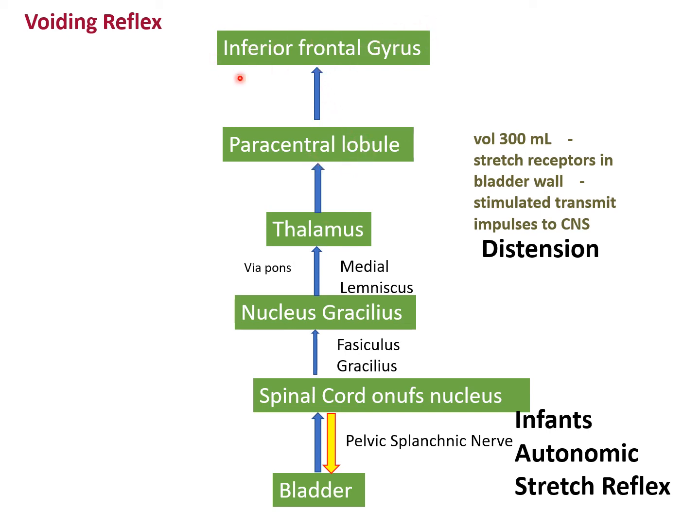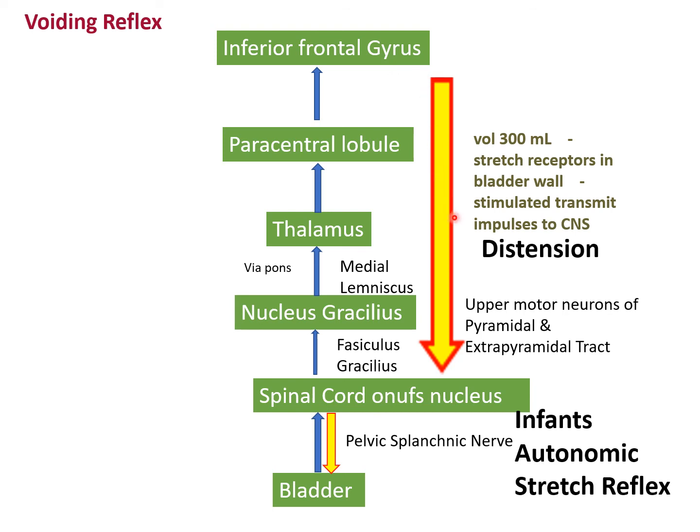When the time is right, when the correct place is there, then the inferior frontal gyrus sends the information via the upper motor neurons of the pyramidal and extrapyramidal tract to the spinal cord, and via the pelvic splanchnic nerves and the pudendal nerve, the bladder, that is the detrusor, contracts and the sphincter vesicae relaxes, the internal urethral orifice relaxes, and then the person tends to urinate. That is the higher control which comes in for the control of the voiding reflex.